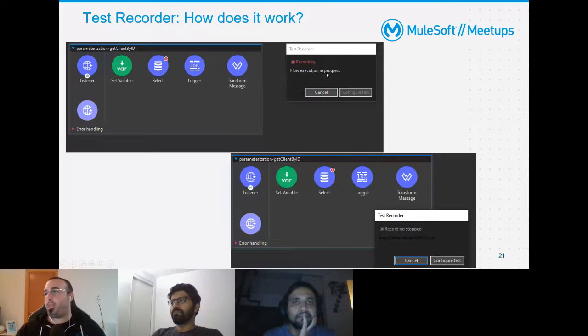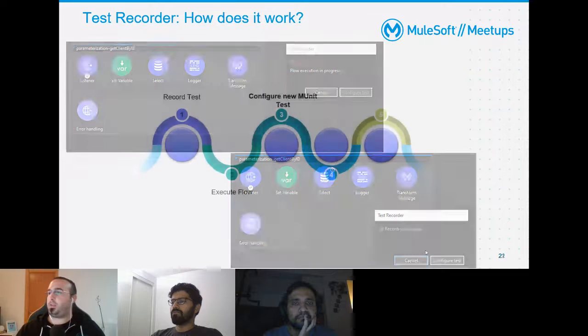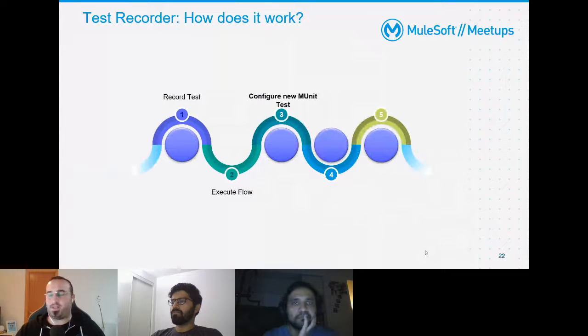Once it stops recording, you will be able to configure the test, as you can see in this image below. So that will be our third step: configure the new MUnit test.